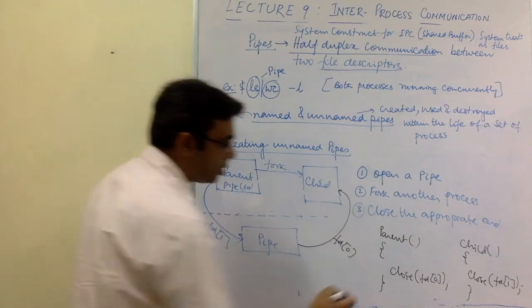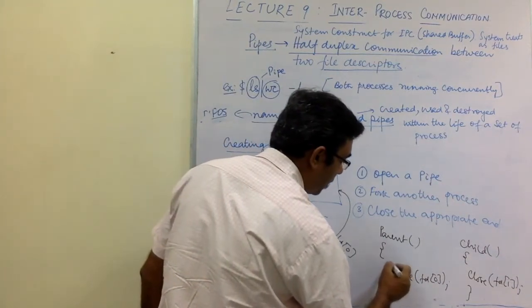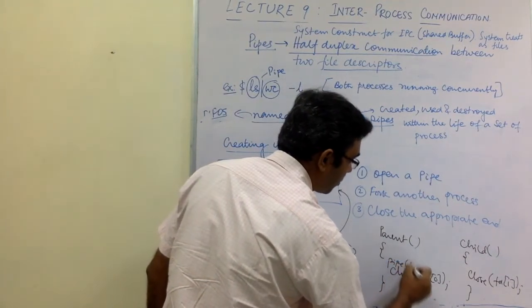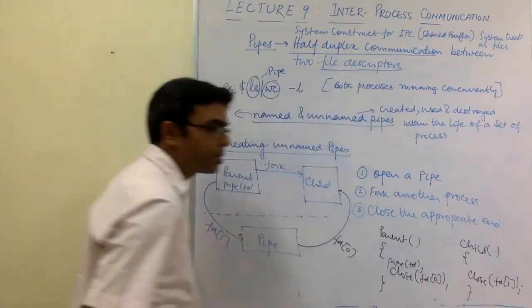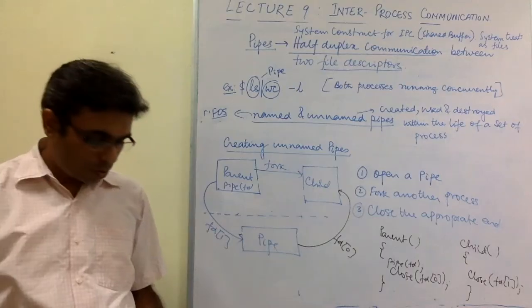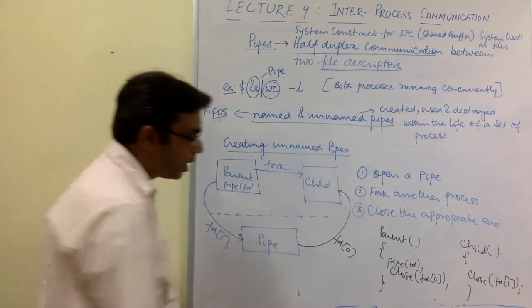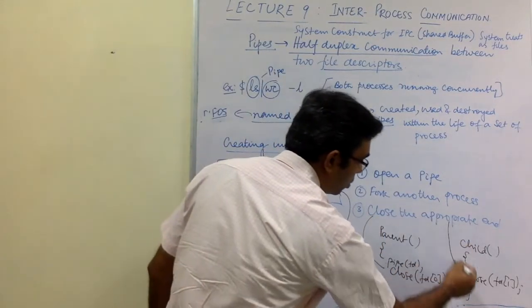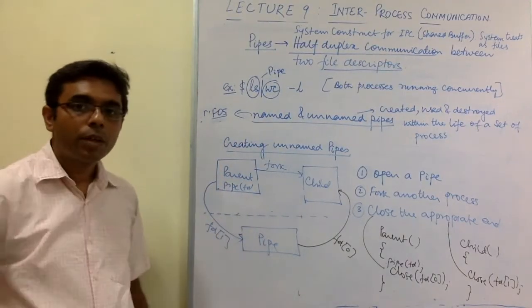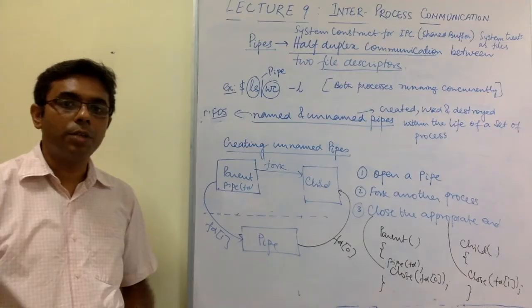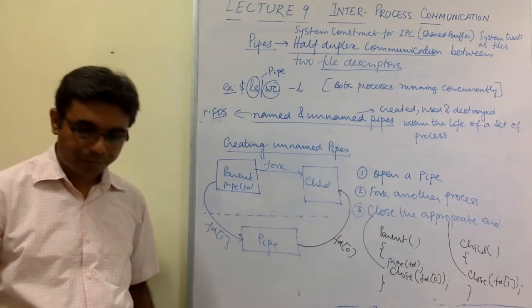Because it's a child, the same thing is available there. So this is what we do: close the appropriate end. And that leads to this unidirectional communication between the parent and the child.